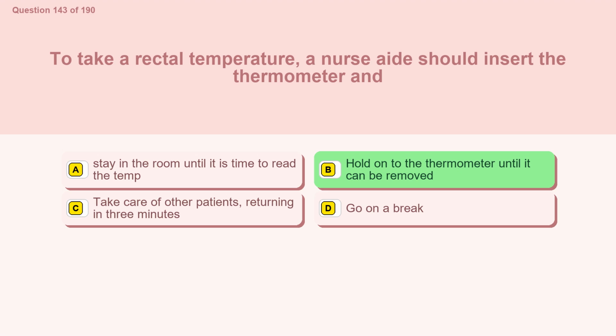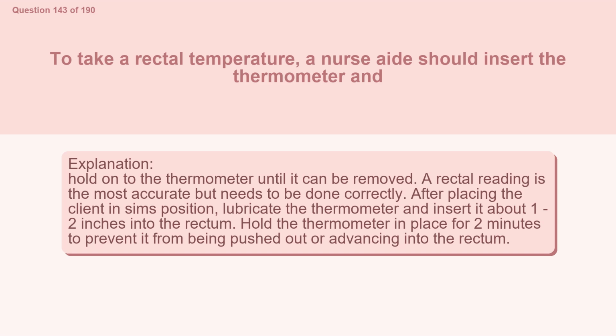The correct answer is option B. Hold on to the thermometer until it can be removed. A rectal reading is the most accurate but needs to be done correctly. After placing the client in Sims position, lubricate the thermometer and insert it about 1 to 2 inches into the rectum. Hold the thermometer in place for 2 minutes to prevent it from being pushed out or advancing into the rectum.